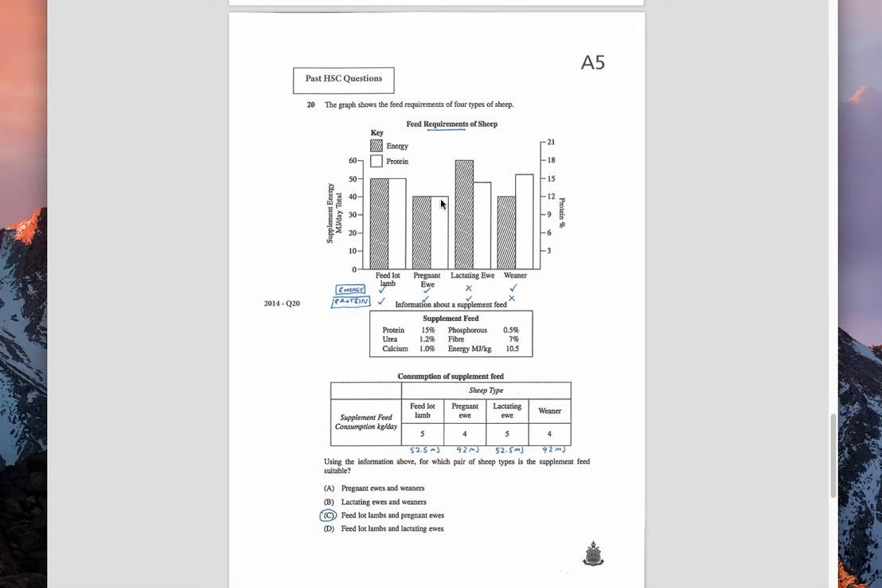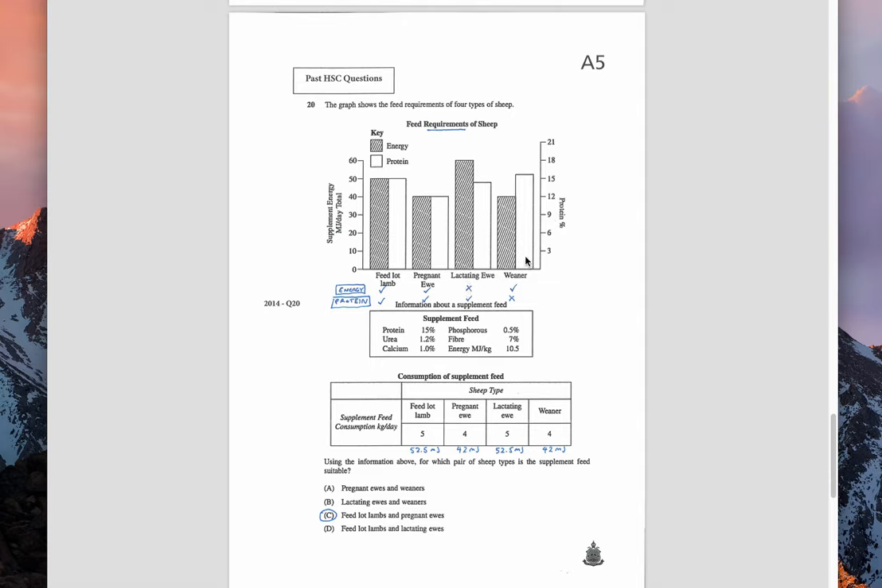The pregnant ewe only requires 12% protein. Now remember, we can provide extra, but we can't provide less. So it's being provided extra in the feed. It's being provided 15% when it only needs 12. And we have a tick there for protein, that will be adequate. Lactating ewe requires a little bit under 15, and it's going to provide 15. So a tick, it will provide enough protein, but remember, not enough energy for the lactating ewe.